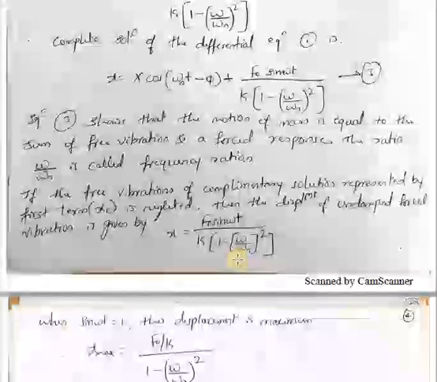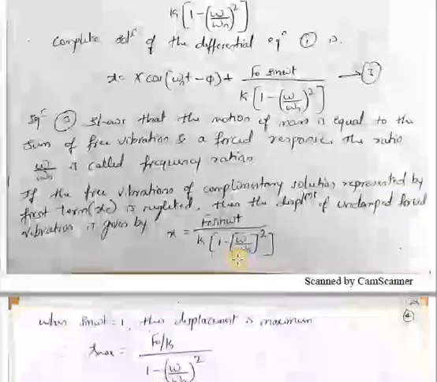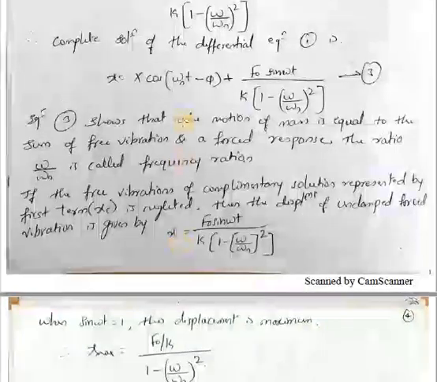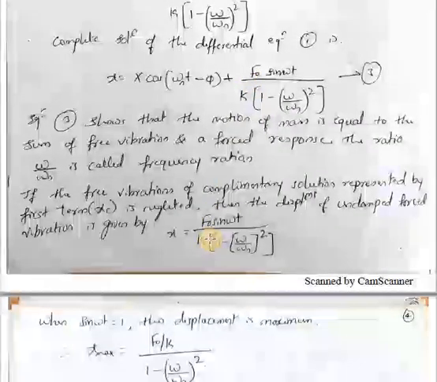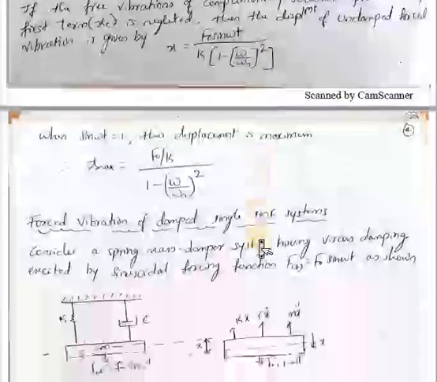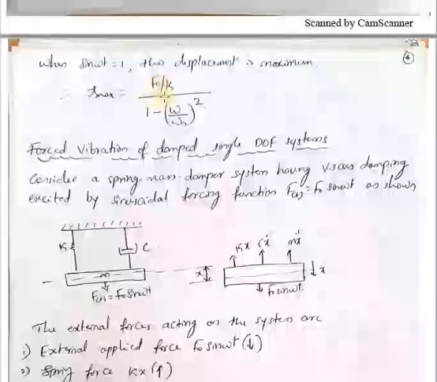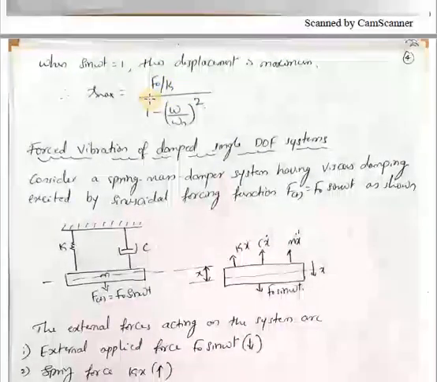If we neglect the free vibrations, the complementary solution represented by the first term, that is xc, then the displacement of the undamped forced vibration can be written as x equal to, just in this equation you have to ignore this term, just write the xp part, f naught into sin omega t divided by k into 1 minus omega by omega n square. Now when sin omega t equal to 1, the displacement we can take as maximum. So x max will be f naught by k divided by 1 minus omega by omega n square. Okay, so this is the simple derivation for the simple spring mass system.